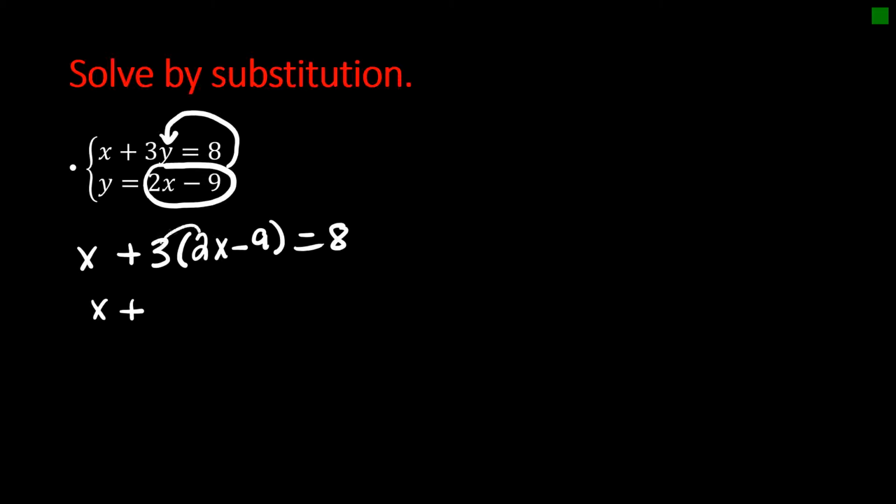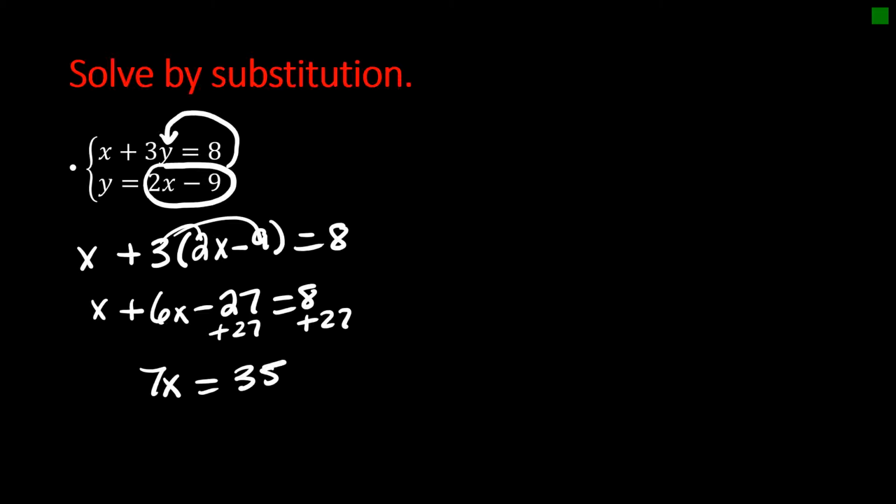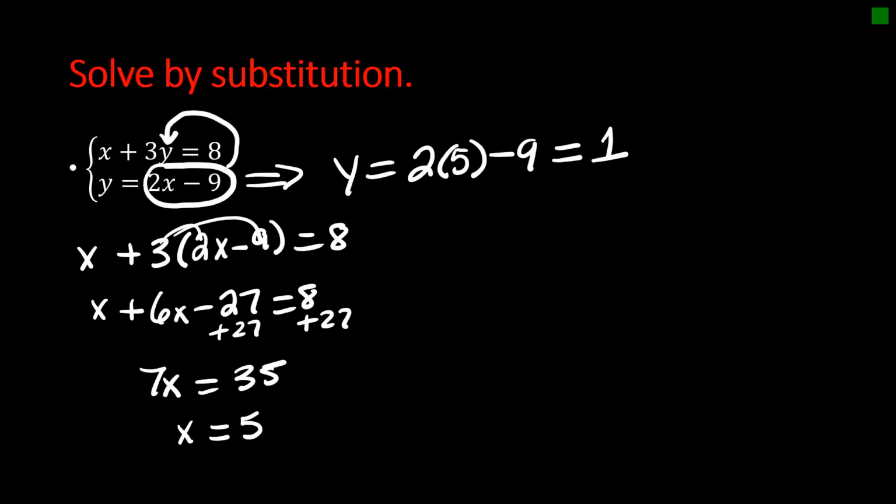So let's do that. We have x plus 6x minus 27 equals 8. So we have 7x. If we add 27 to both sides, we have 35. So we can divide by 7, and x equals 5. So now I go back to one of my original equations and I solve for y. y is going to be 2 times our x that we found, 5, minus 9. So that's 10 minus 9, which is 1. So our solution set contains the point (5, 1).